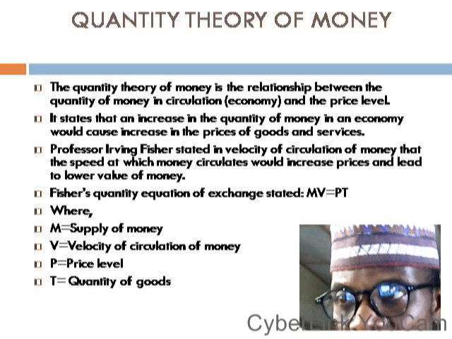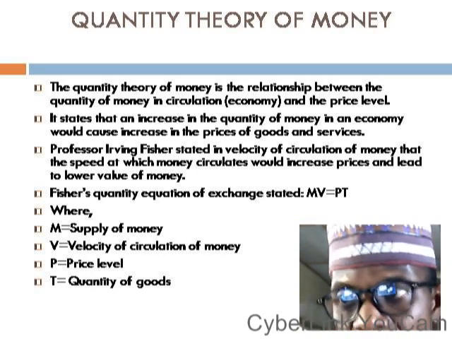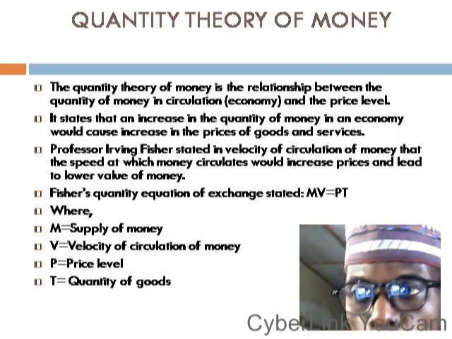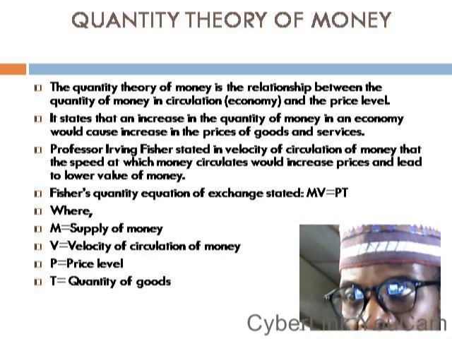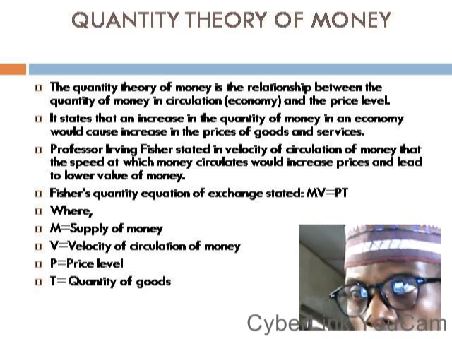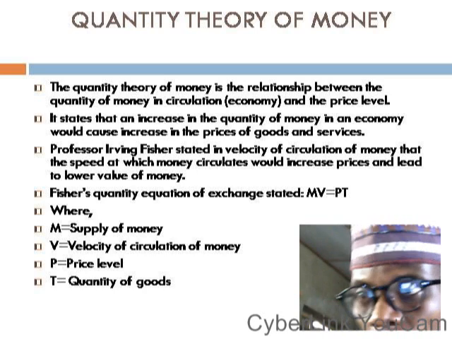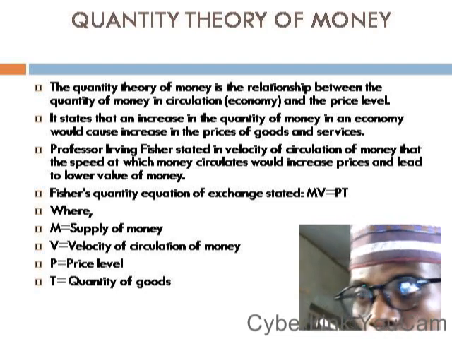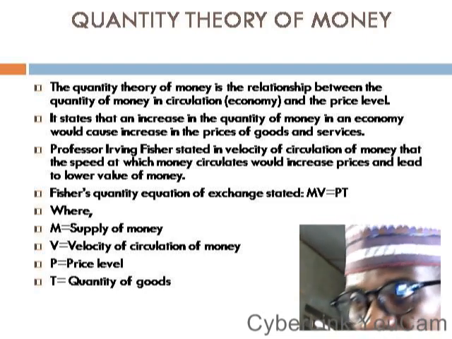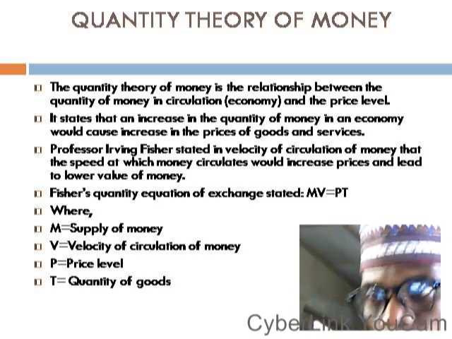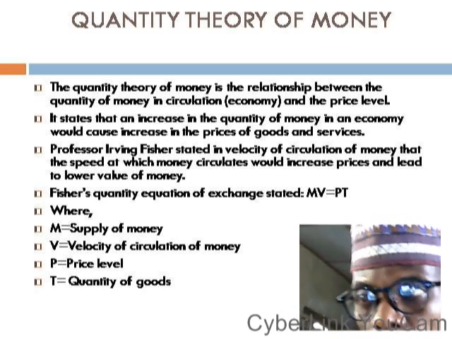Now, Fisher's quantity theory developed an equation. We call it the equation of exchange. We say that MV is equal to PT. MV is money supply times velocity of money, equal to PT, where M is supply of money, V is velocity of circulation of money, P is price level, and T is quantity of goods.